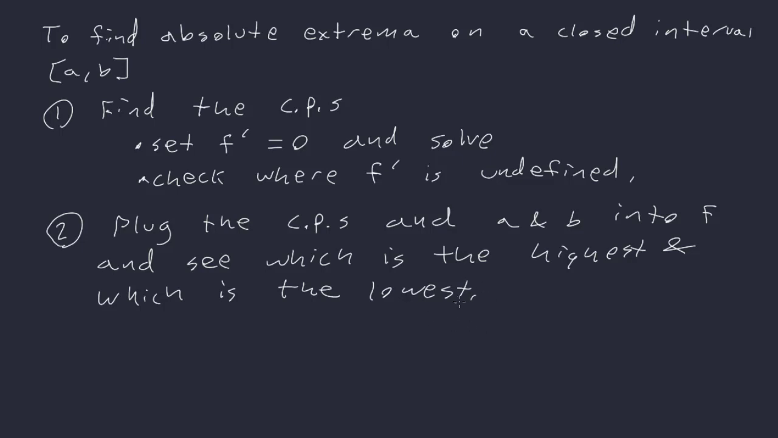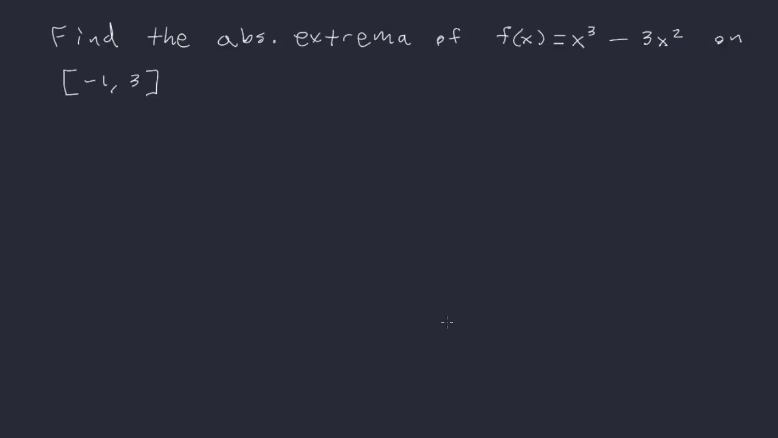let's start with a fairly simple example, and we will increase the complexity as usual. All right, so let's find the absolute extrema of f of x equals x cubed minus 3x squared on the interval -1 to 3 closed. Okay, so we're going to find the critical points, so that's where we'll start. And to do that, we first need to find f prime. So f prime of x is going to be, well, it's just power rules here, so 3x squared minus 6x.